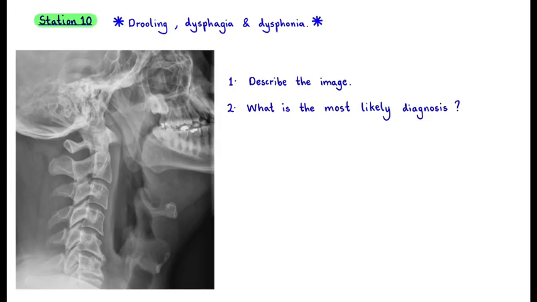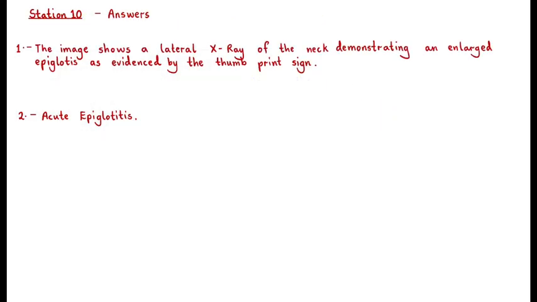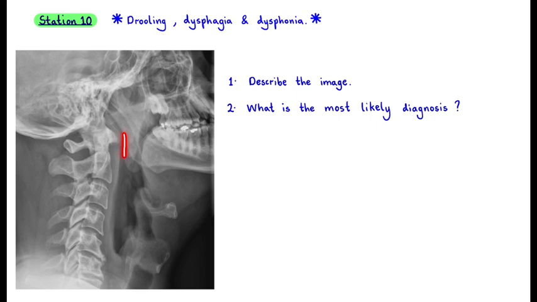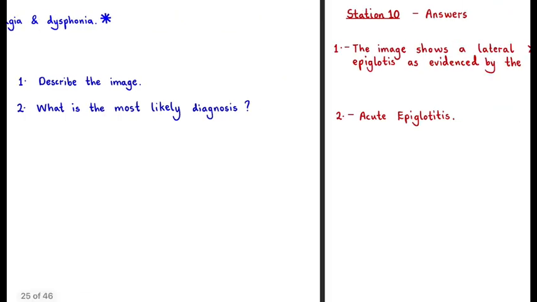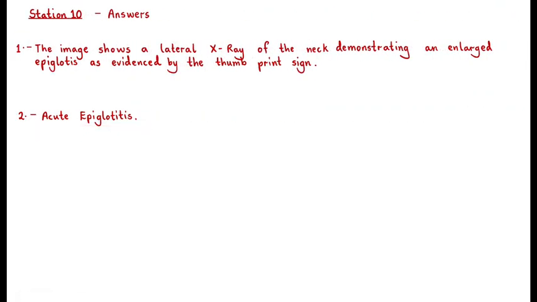Station 10, we've got this particular history. So describe the image. What is the most likely diagnosis? So the image shows a lateral X-ray of the neck demonstrating an enlarged epiglottis as evidenced by the thumbprint sign. So this is the thumbprint sign right here, which is demonstrating an enlarged epiglottis. So the diagnosis is acute epiglottitis.